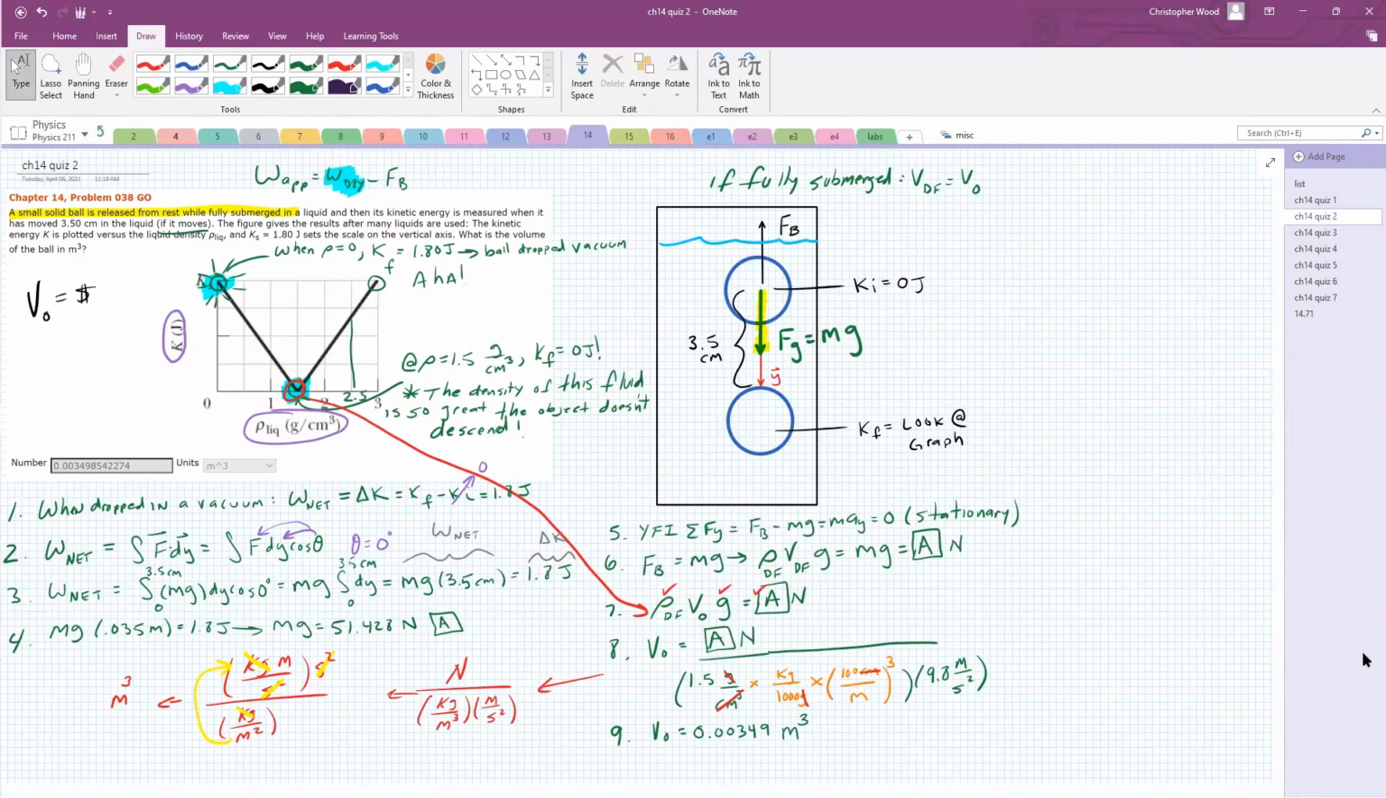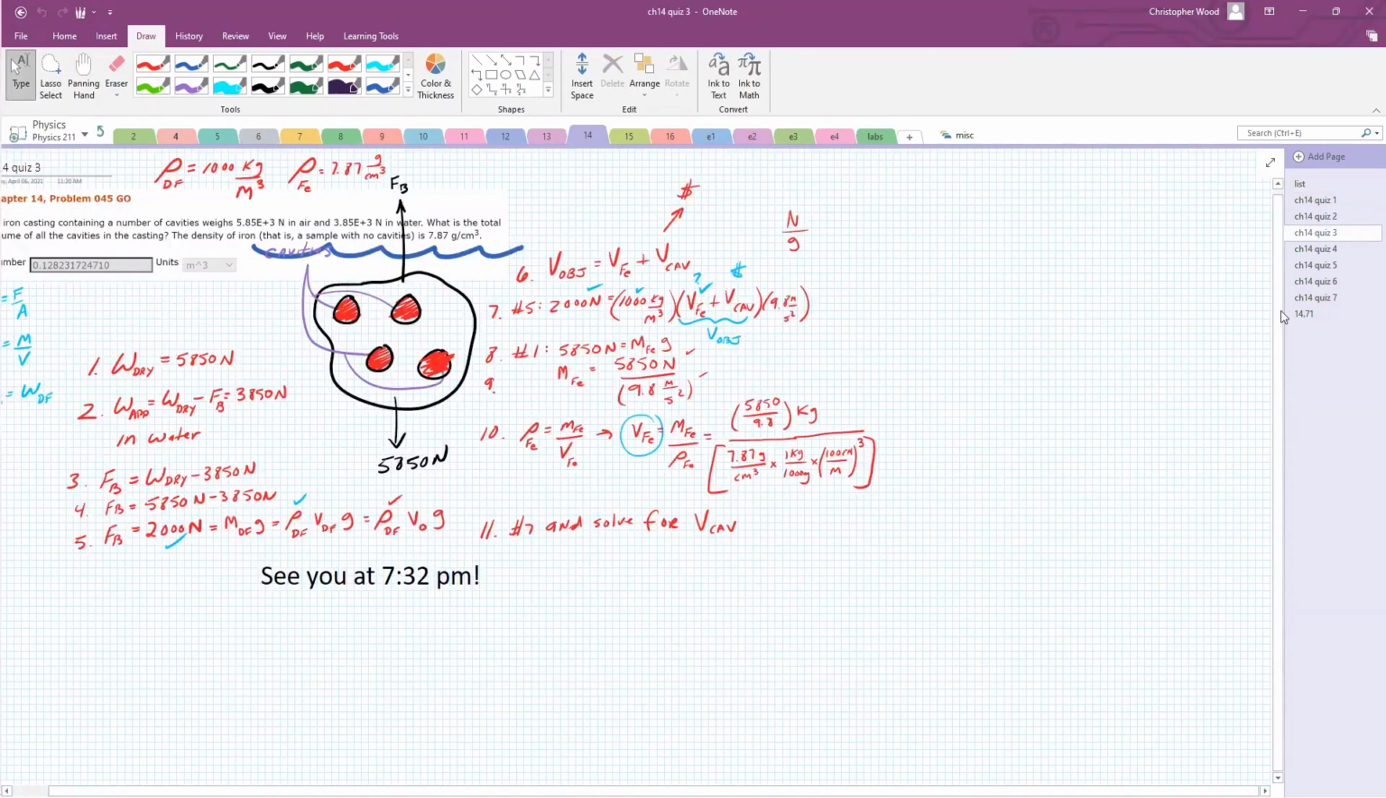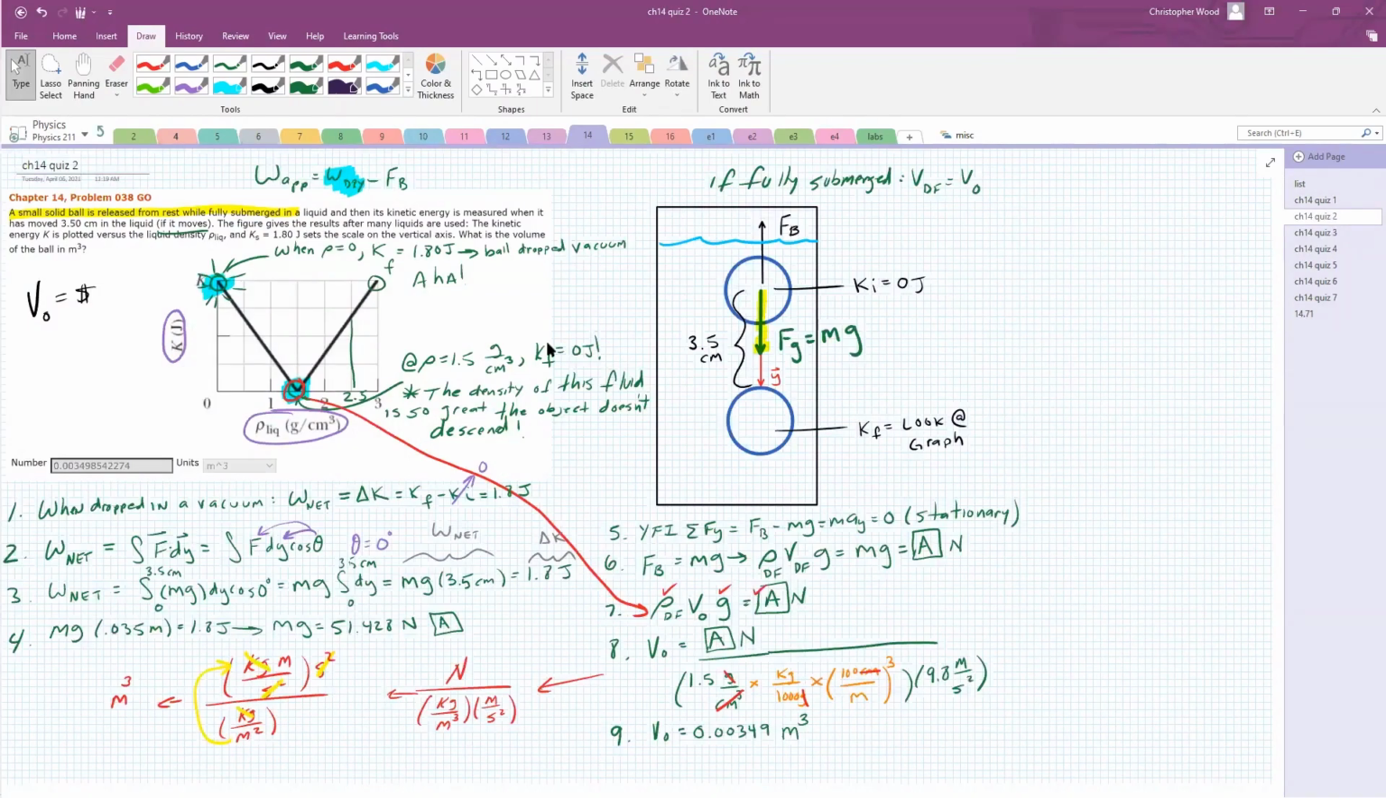Let me work on 14.3. 14.3 is 45. Okay, so let me get that ready. Okay, that looks good.